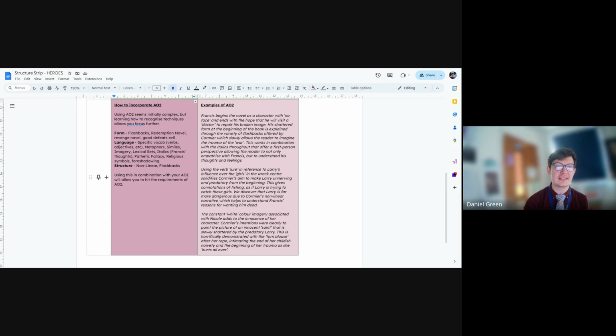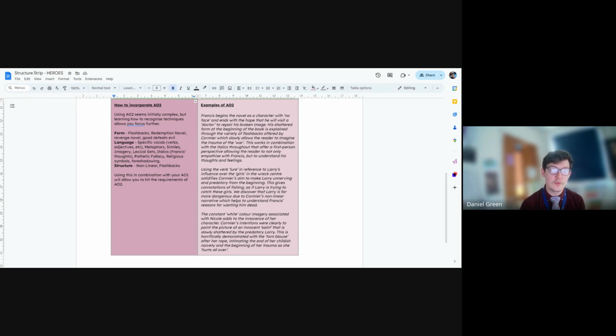So let's see how it's used. Francis begins the novel as a character with no face and ends with the hope that he will visit a doctor to repair his broken image. His shattered form at the beginning of the book is explained through the variety of flashbacks offered by Cormier, which slowly allows the reader to imagine the trauma of the war. This works in combination with italics throughout that offer a first-person perspective, allowing the reader to not only empathize with Francis, but to understand his thoughts and feelings.